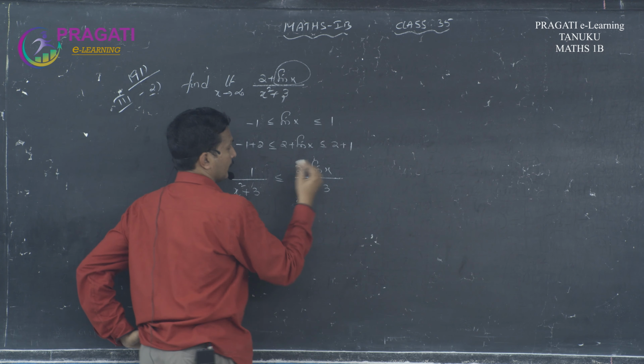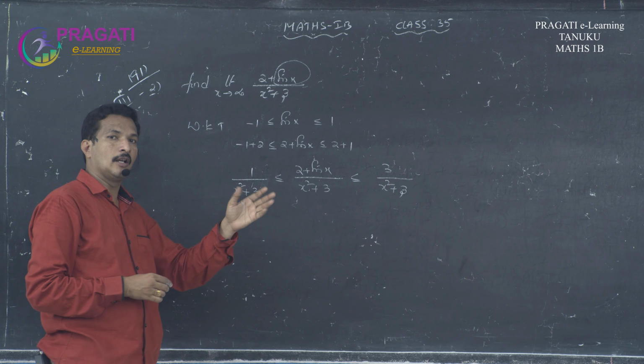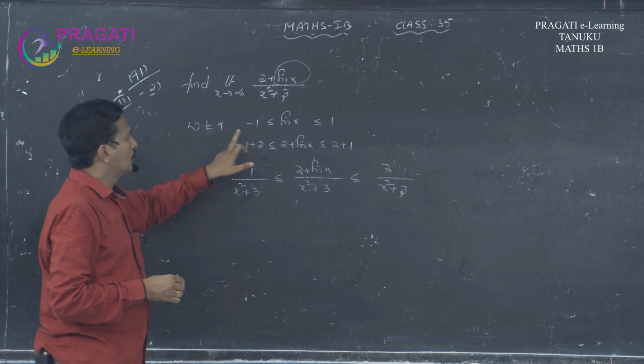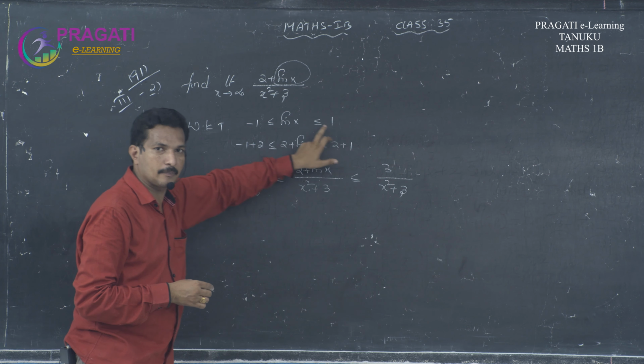You have observed that first of all we take only the trigonometric function. What is the trigonometric function? Sin x. The sin x value lies between minus 1 and 1. The maximum value is 1 and the minimum value is minus 1. So it is read as minus 1 less than or equal to sin x less than or equal to 1.